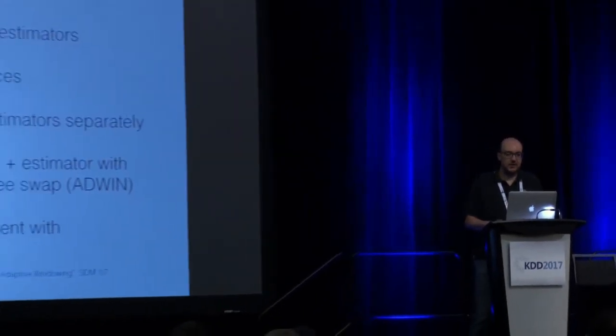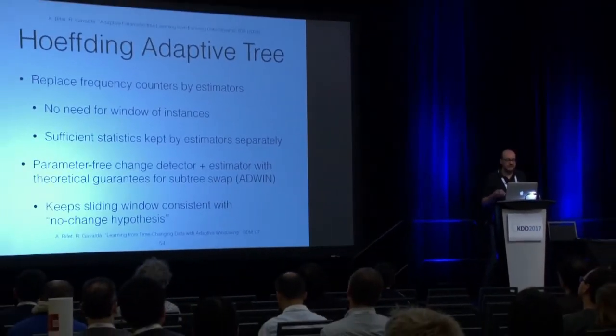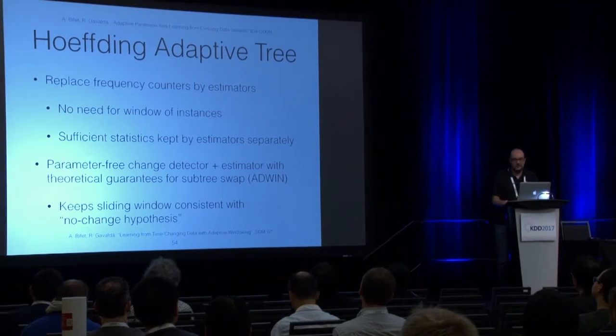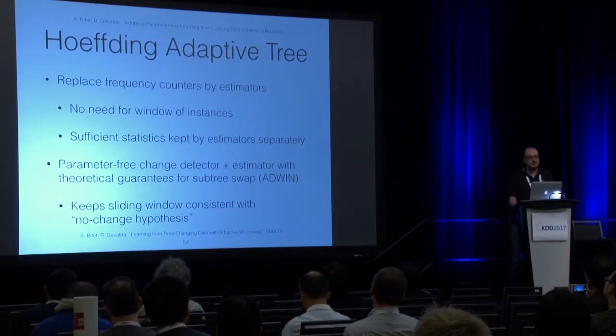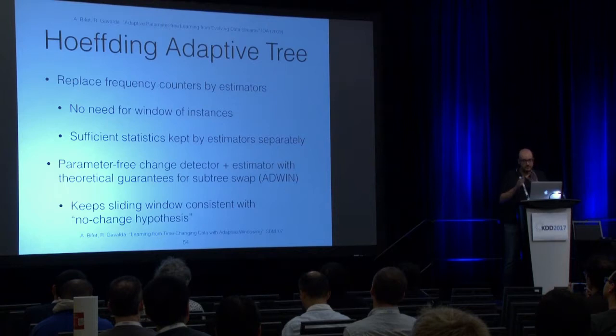So if the scale of change is seconds and the sliding window is hours, this is not going to work. This is why there is another method, the Hoeffding adaptive tree. This is a method based on change detectors, in this case ADWIN, which is a sliding window change detector. So in that case, we don't need to specify the size of the sliding window.